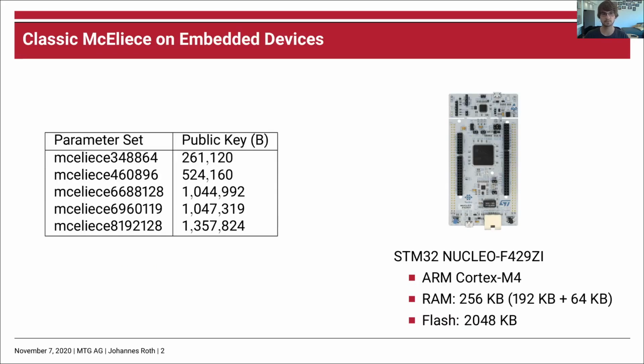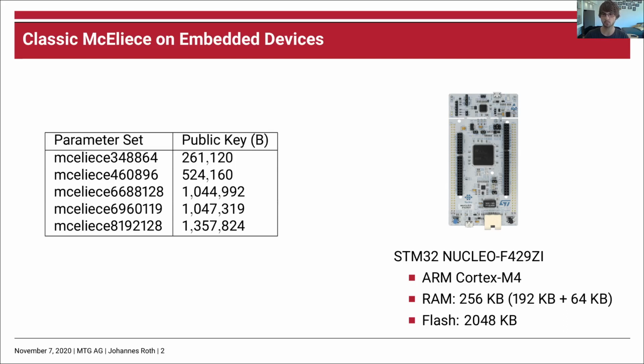Classic McEliece is known for its big public keys. For the shown parameter sets, they are around 1/4 megabyte to over a megabyte. This is challenging for embedded systems since they often don't have many resources at their disposal.